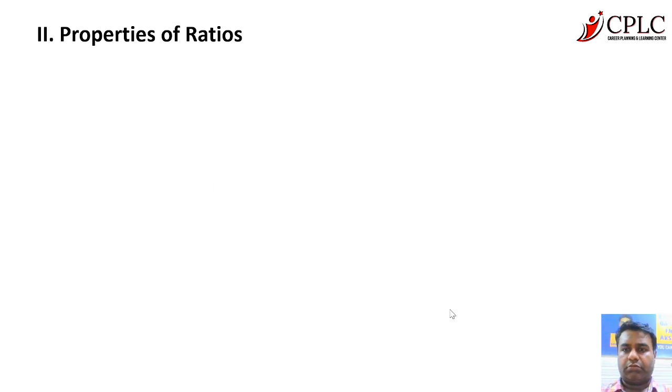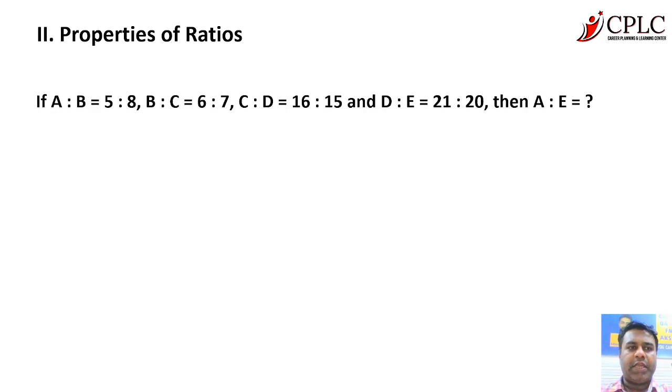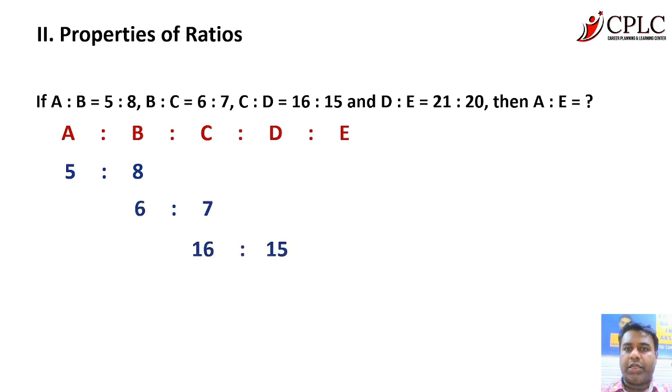Okay. Now let's move on to the next question. If A is to B is equal to 5 is to 8, B is to C is 6 is to 7, C is to D is 16 is to 15, and D is to E is 21 is to 20, we have to find out what is the value of A is to E.